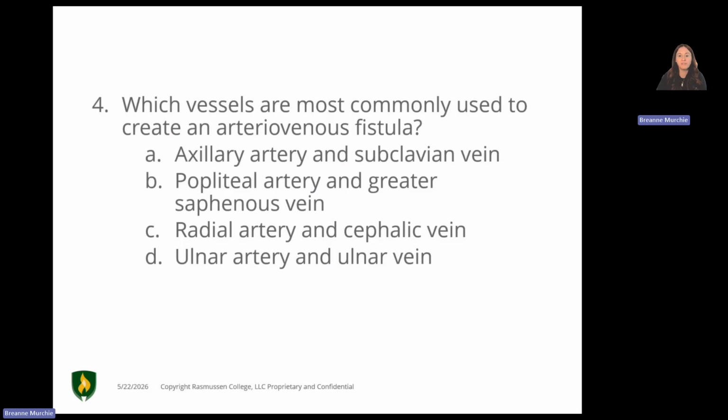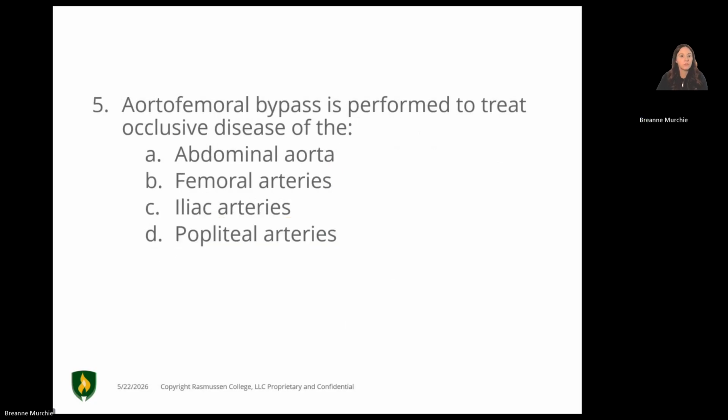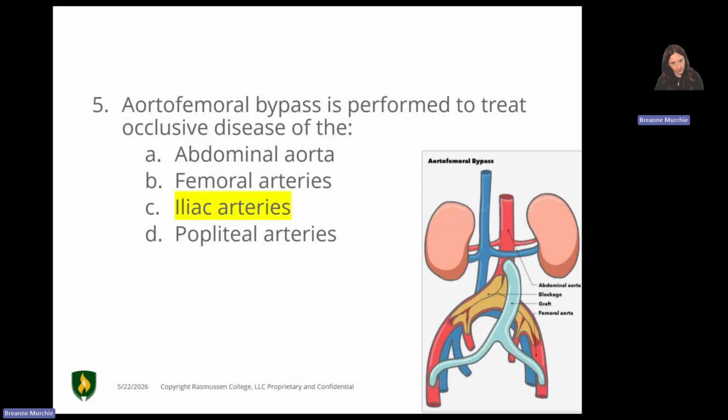Okay, number 4, which vessels are most commonly used to create an arteriovenous fistula? Most common in the arm, and this is going to be the radial artery and the cephalic vein. Number 5, aortofemoral bypass is performed to treat occlusive disease of the iliac arteries.